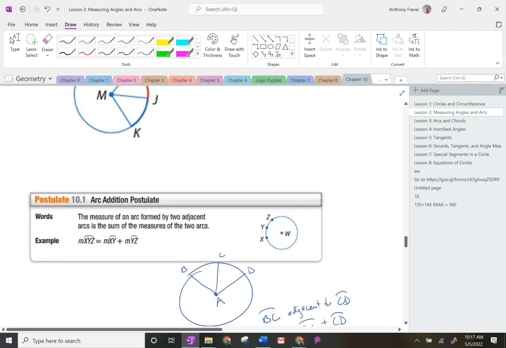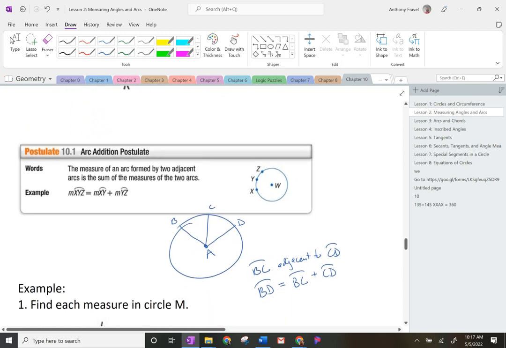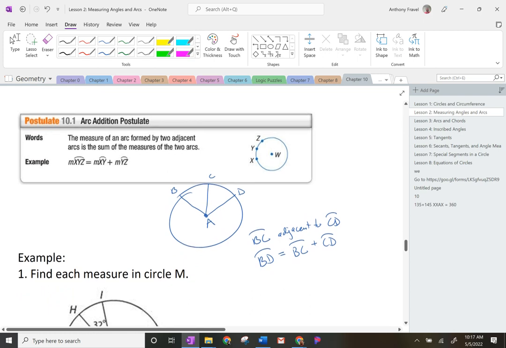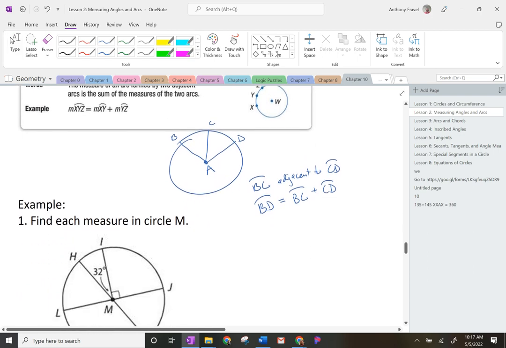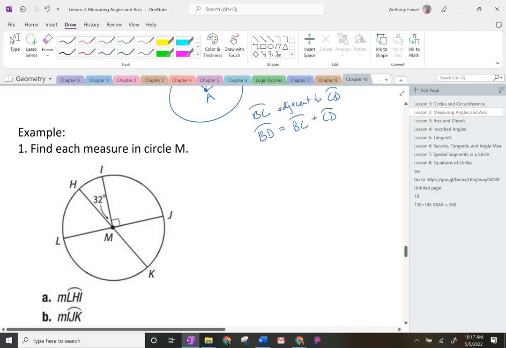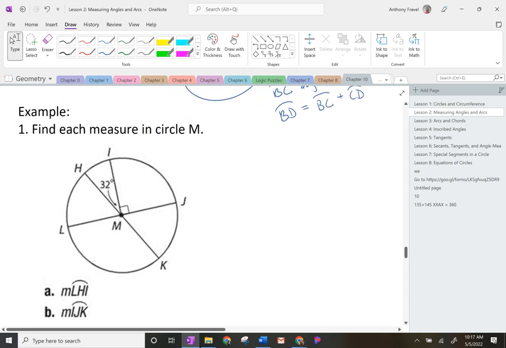To be honest, I'm not going to go too much into this postulate because it just says if there's two arcs next to each other, you just add them together. We've been doing that for the last day and a half. Okay. However, I'm going to start with this one just to point this out real quick.